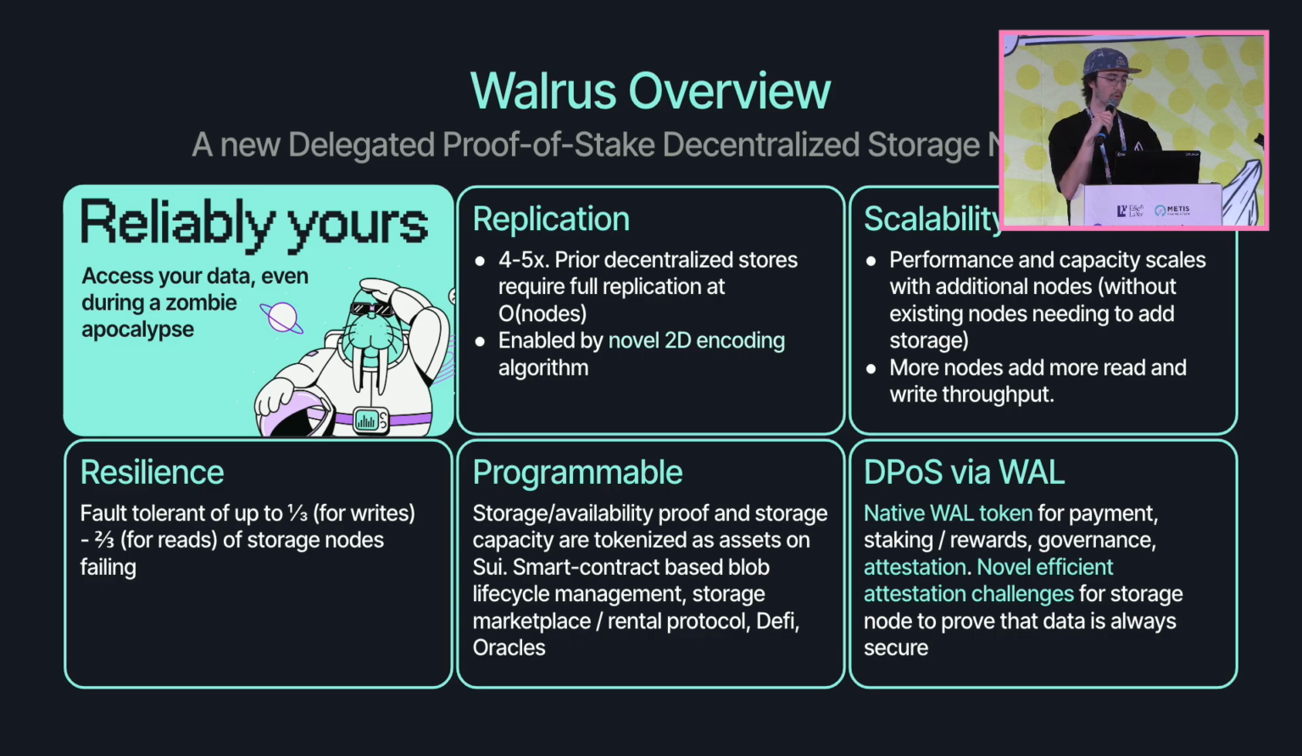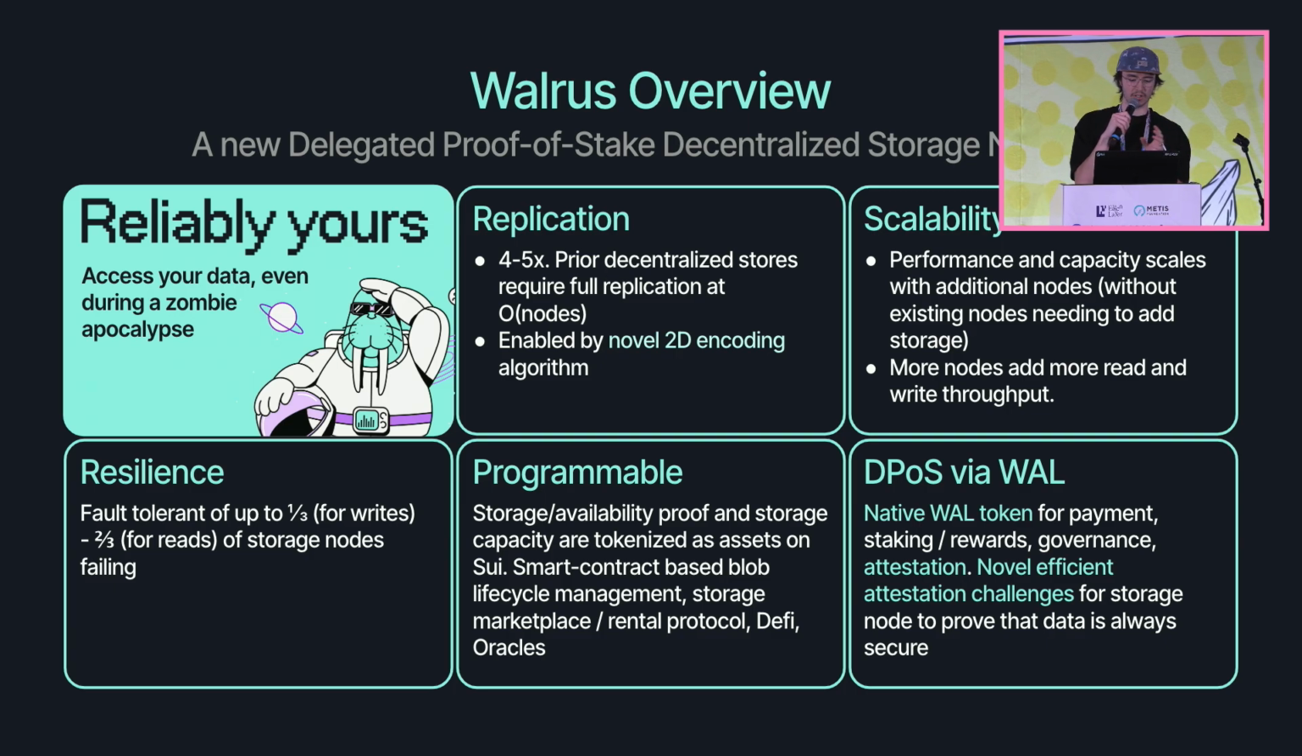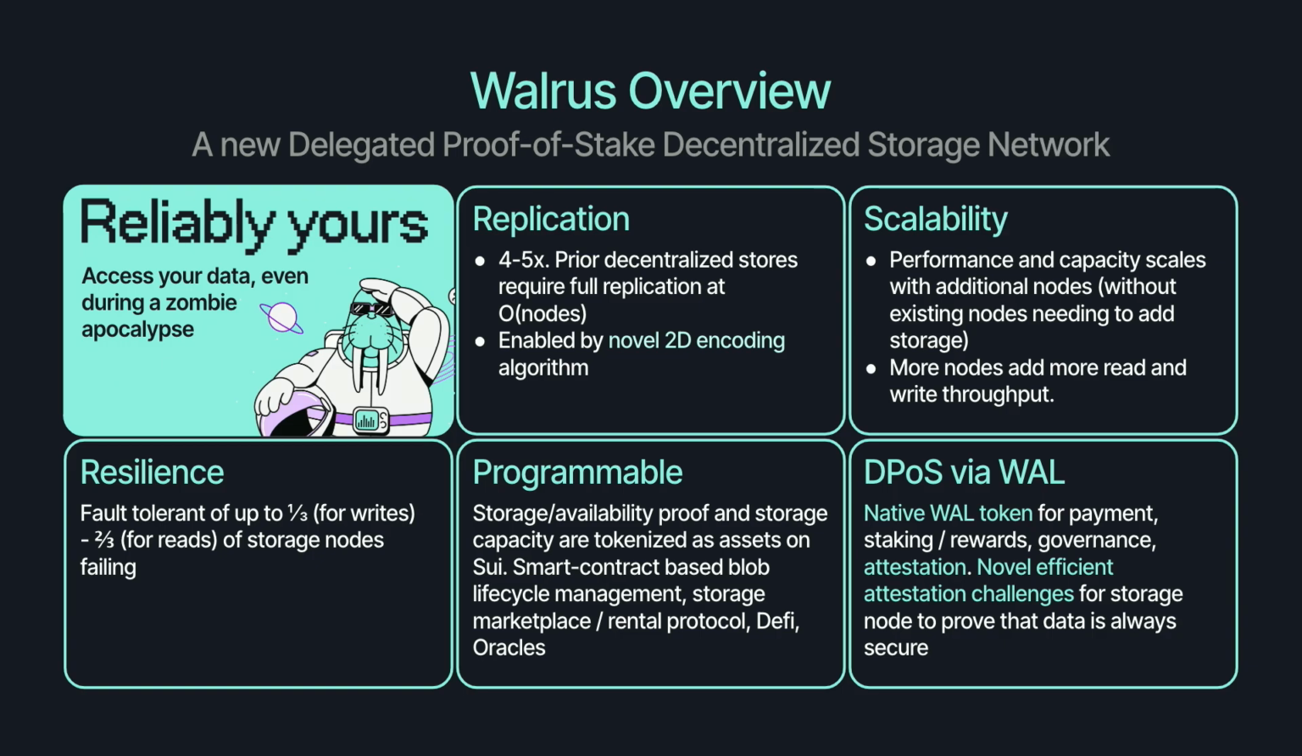So on Walrus, with our encoding algorithm, we only have a 4 to 5x replication factor. So no matter how big of a piece of data you want to store or how many nodes are in the network, we will only replicate your data 4 to 5x throughout the network. And we do this by splitting your data into shards that are distributed throughout the network.